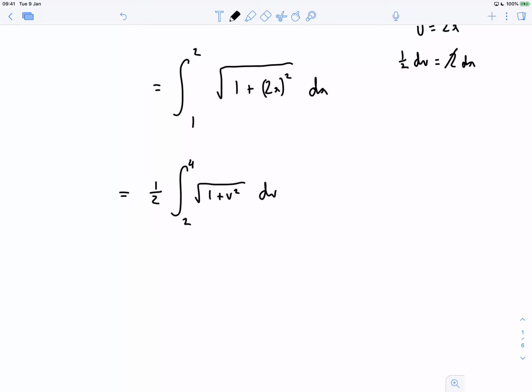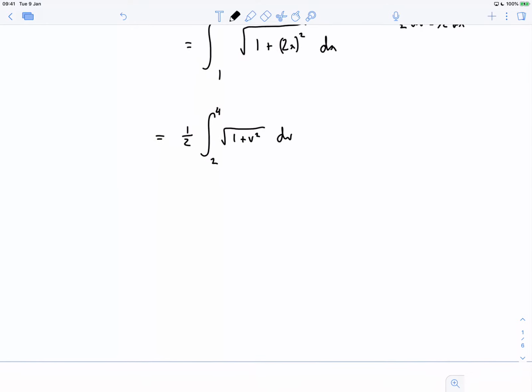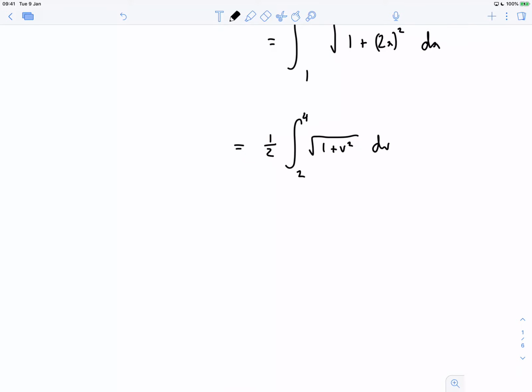I wonder how we could do this. Well, now that we know a little bit about hyperbolics, we can maybe spot a substitution. For example, I know that cosh squared x minus sinh squared x equals 1, so cosh squared x equals 1 plus sinh squared x. So if I use the substitution, let u equal sinh of a, say, then du by da becomes cosh of a.